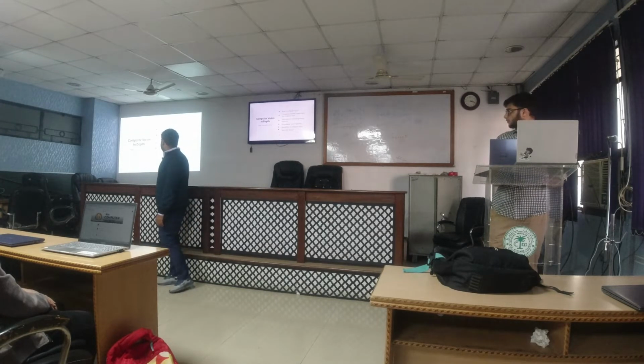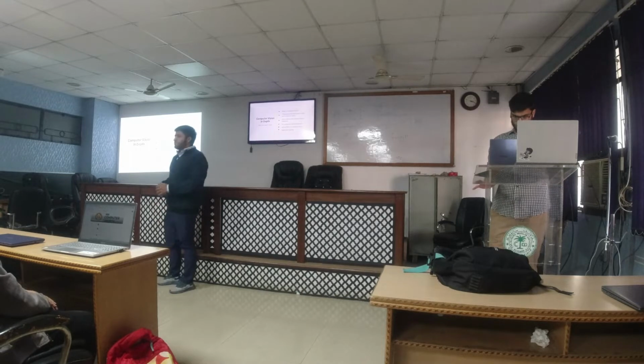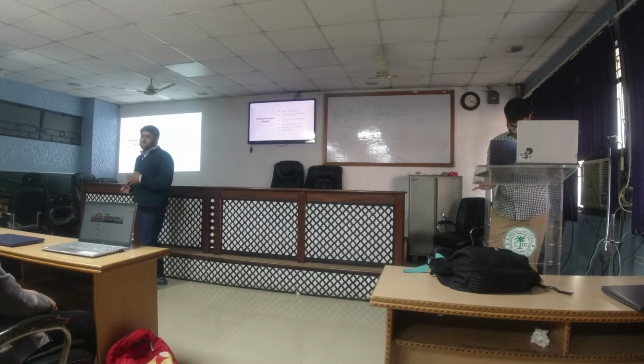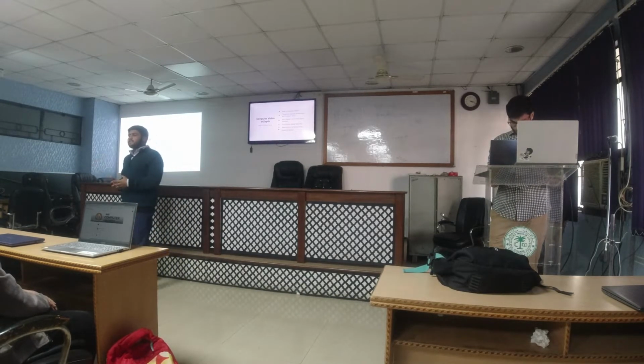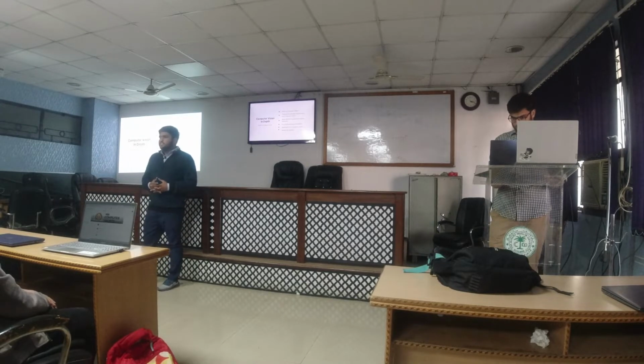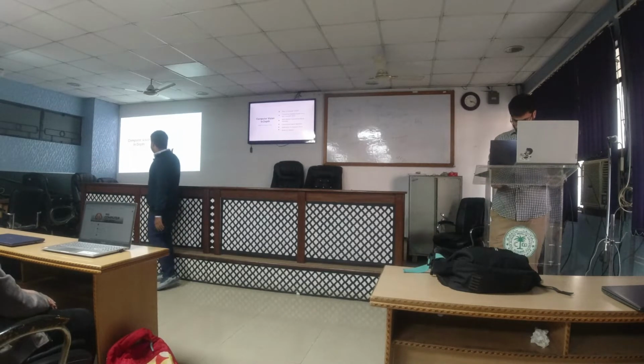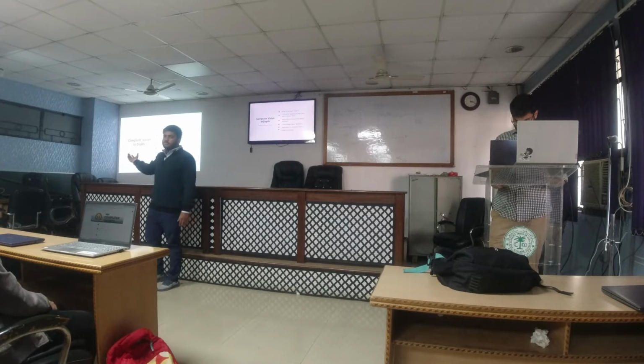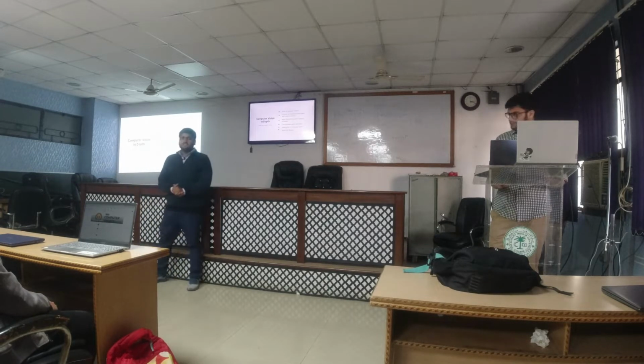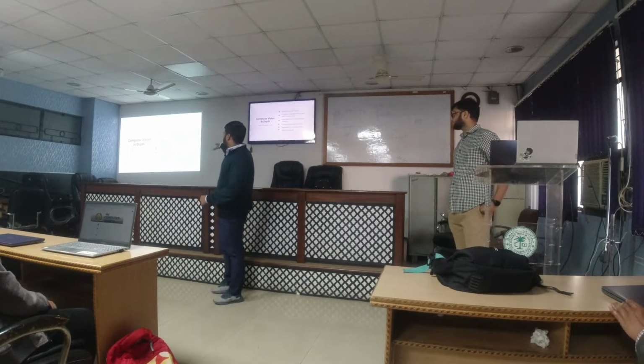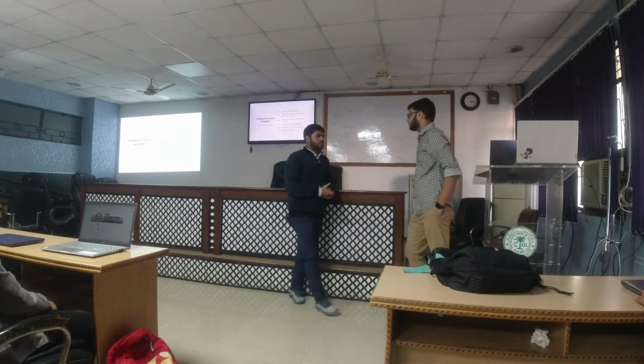Then we'll move into applications of computer vision, where we'll see what the recent trends are and what the real world applications of computer vision are. After that, after the break, we'll move on to the hands-on session. So this is the schematic that we'll be following today.